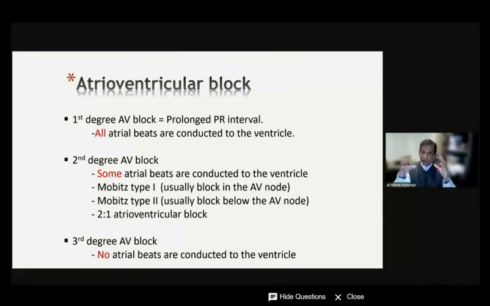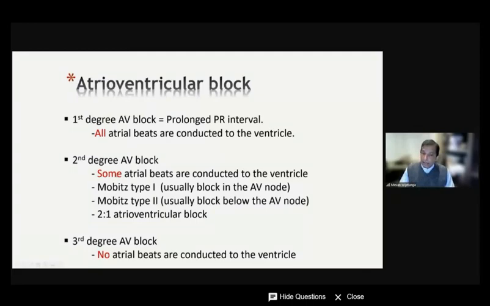Usually in Mobitz type 1, the block occurs in the AV node. In Mobitz type 2, there is no gradual prolongation of the PR interval before a sudden block. Usually the block is below the AV node, and we consider it a serious problem, because when the block is below the AV node, you may not have an escape mechanism, and it can lead to complete heart block.